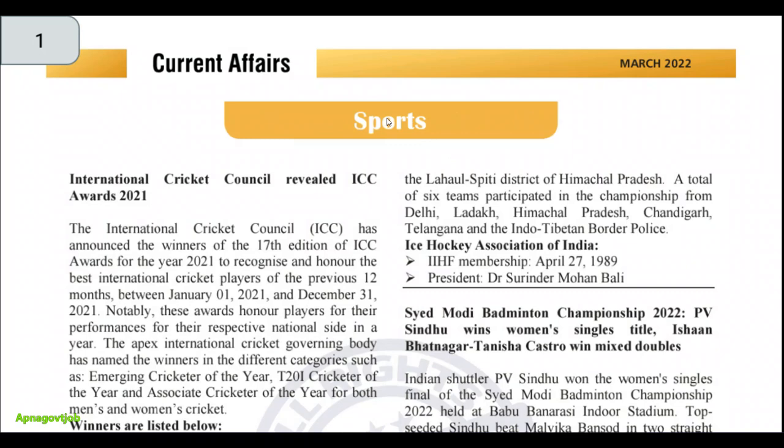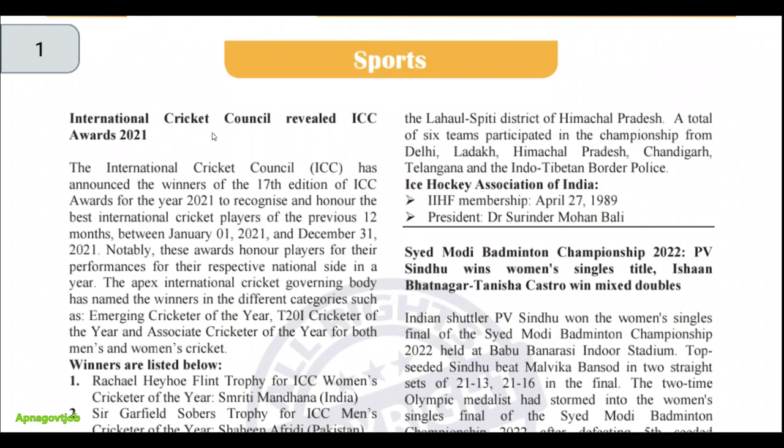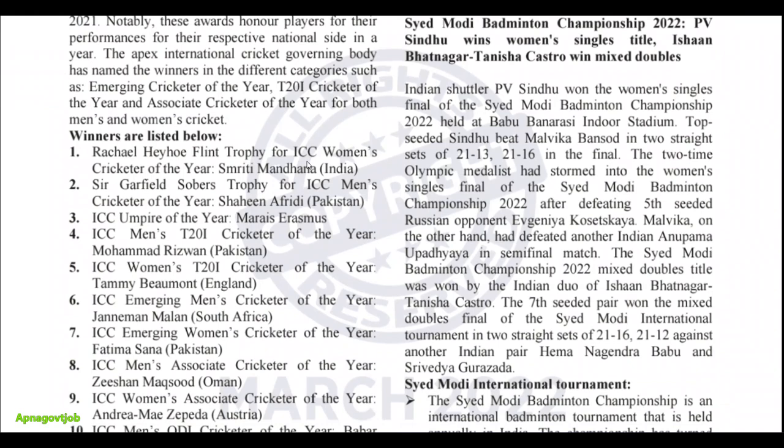Now how to understand the sports? See, if you are reading this news, ICC announces the ICC Awards 2021 winners, you can see the Rachael Heyhoe Flint Trophy for ICC Women's Cricketer of the Year, Smriti Mandhana. So they can ask you that Smriti Mandhana is associated with which sport? So the answer is cricket.